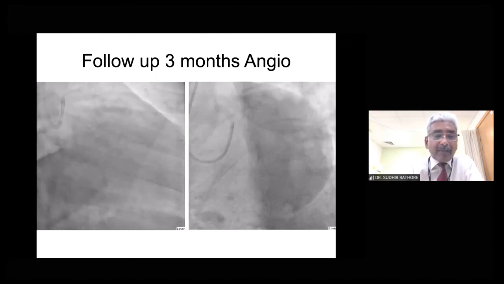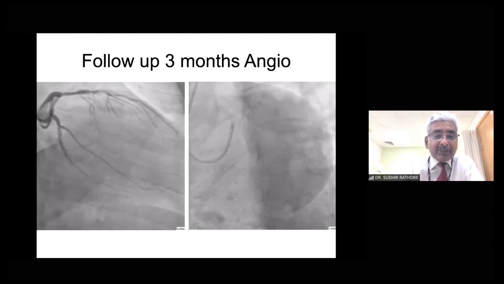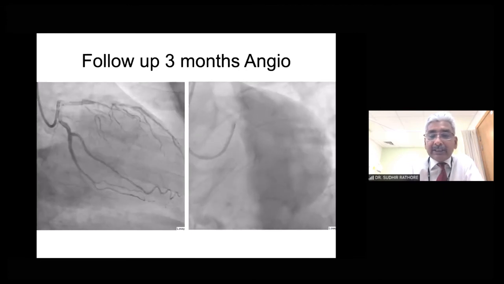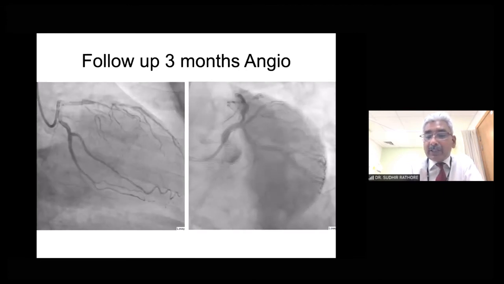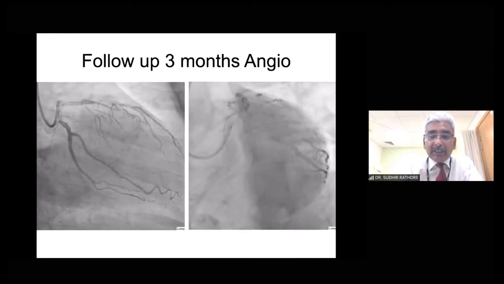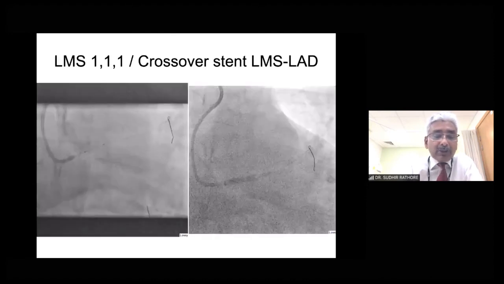And this is the follow-up angiogram. At 3 months' time, you can see it gives a good ongoing result, and the side branch ostium looks pretty good. So, there's another left main stem case here.